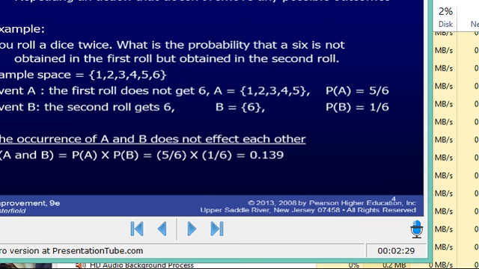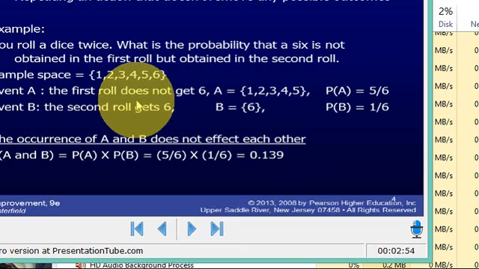The sample space is 1, 2, 3, 4, 5, and 6. When you roll a die, it doesn't change the sample space. So after the first roll, when you roll the second time, it has the same probability of getting 1, 2, 3, 4, 5, or 6. It has nothing to do with your first roll. So they are totally independent events.